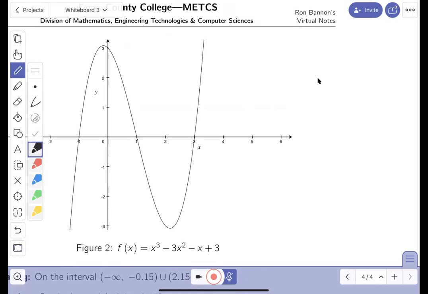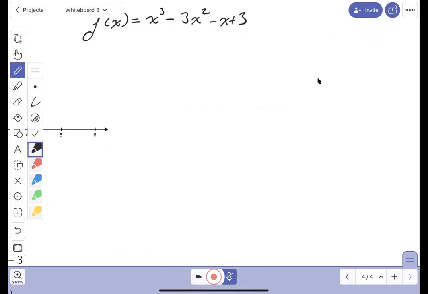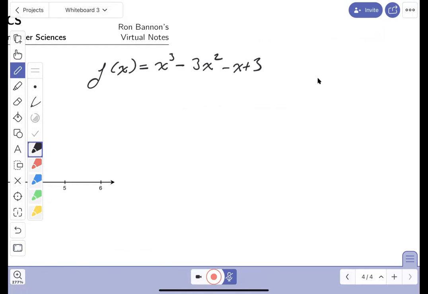They want you to graph f of x equals x cubed minus 3x squared minus x plus 3. Let me go through the steps we'd like you to follow if you can. You may not be able to do this, by the way. The first thing we'd like you to do is see if you can factor f of x. Sometimes it's impossible, but this is something you did in Math 100.